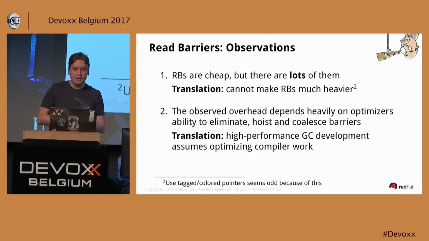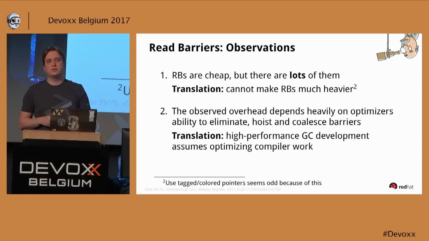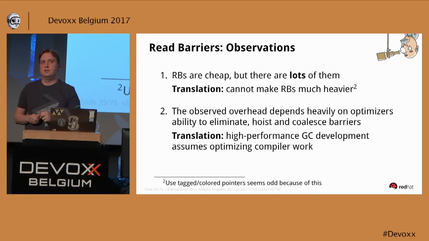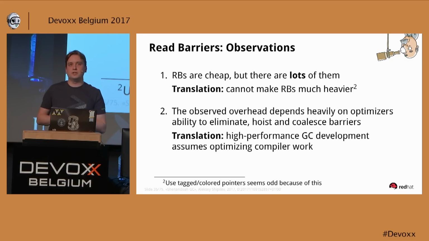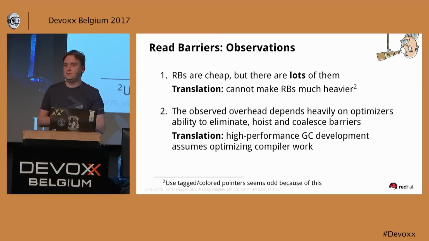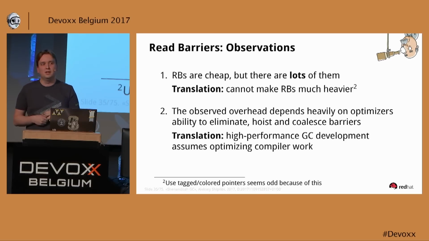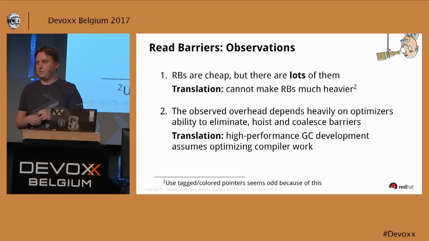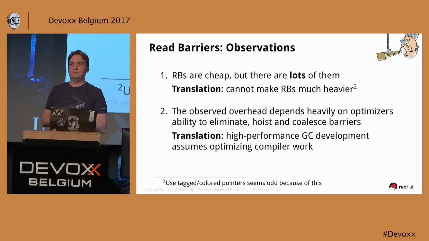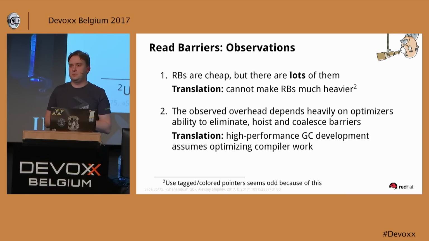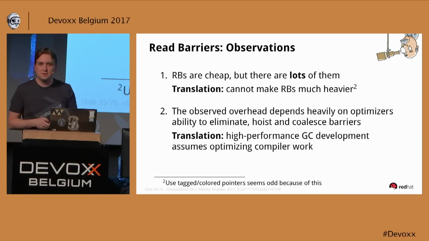And the observed overhead really, really depends on how well you're able to optimize the barriers there. For instance, how well you're able to pull out the read barriers after the hot loops. If you don't, you're going to have a bad time. So if you're doing high-performance GC, you have to assume that you will be doing the high-performance compiler work as well. Around 1/3 of our patch against upstream, I guess, is the compiler optimizations.